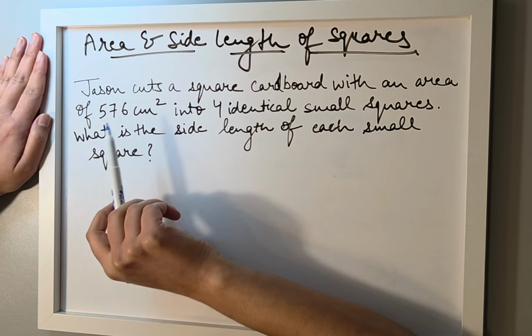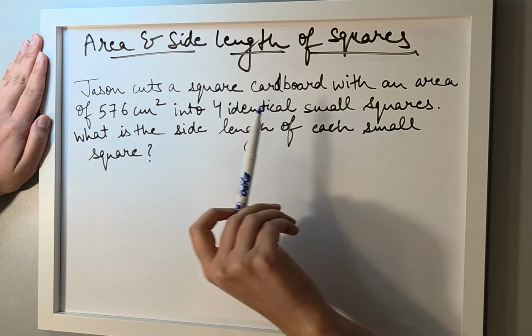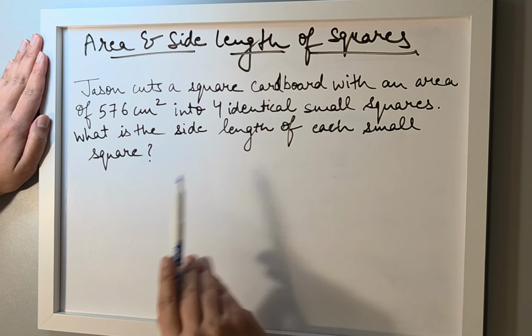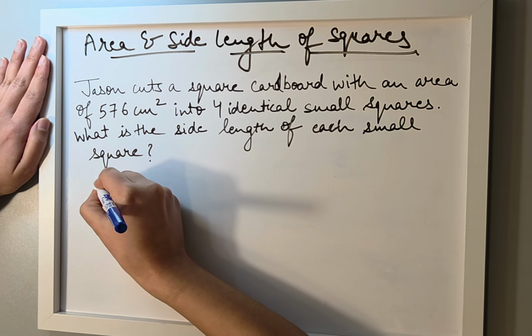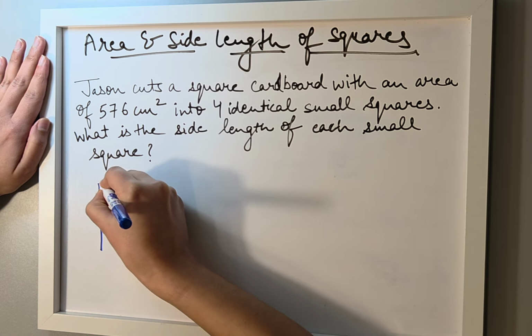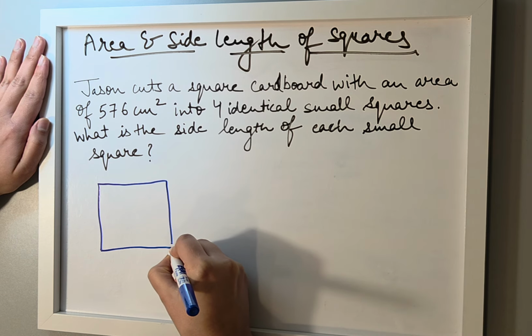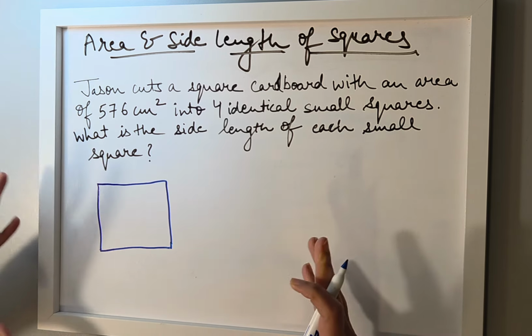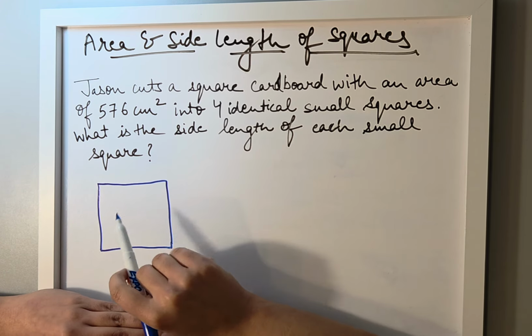Okay, so what does the question say? Jason cuts a square cardboard. Okay, so we know there is a square. Let's draw a big square. Okay, try to draw as big images as possible so that you can clearly write stuff and understand.